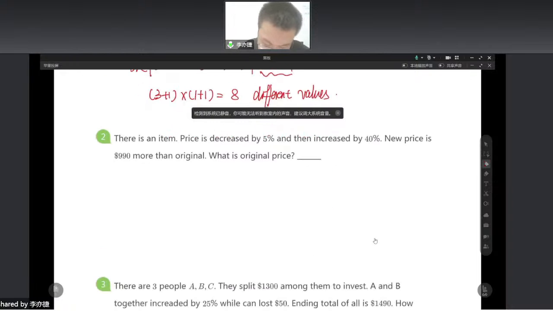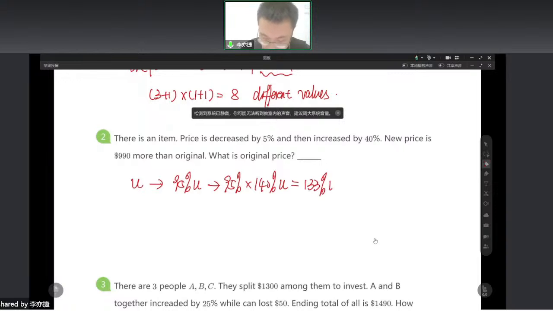Question 2. So easy question. The price is decreased by 5% and then increased by 40%. So the new price is 990 more than the original. We assume the original is 1u, then it becomes 95% of u, then becomes 95% times 140% of u. So now this one equals 133% of u. So the difference is 33% of u equal to 990, then u equals 3000.